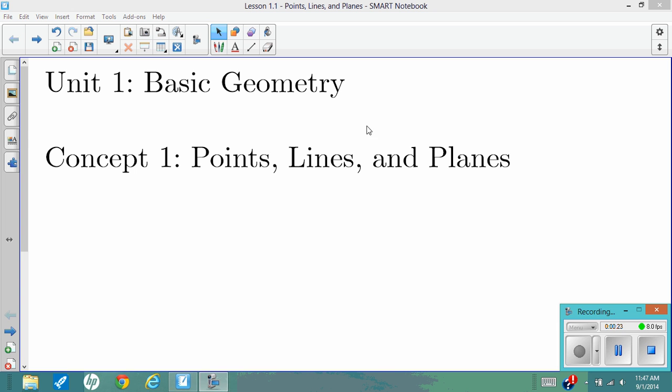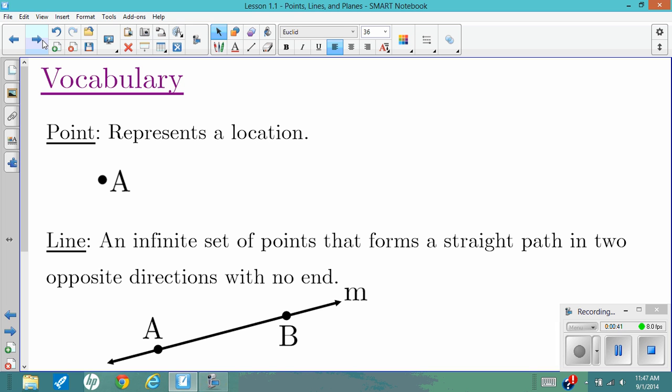So first unit is basic geometry, and our first concept is points, lines, and planes. In this lesson we're going to be naming points, lines, and planes. And this should seem pretty easy to you. I think it's something you're probably familiar with even if you've never taken a geometry class before. So geometry is filled with a lot of vocabulary, and to start with we will have a lot of vocabulary.